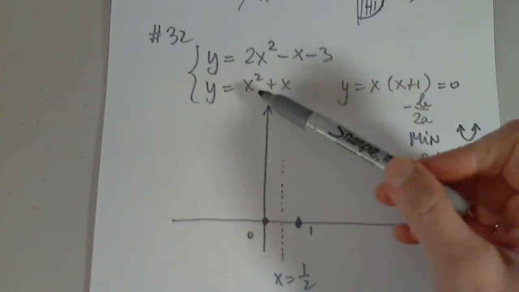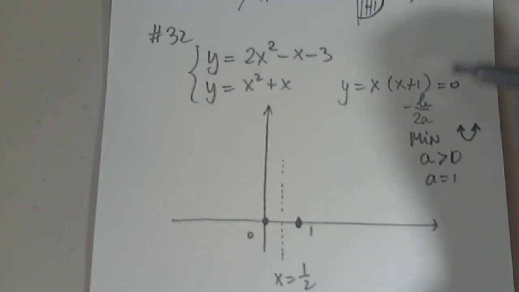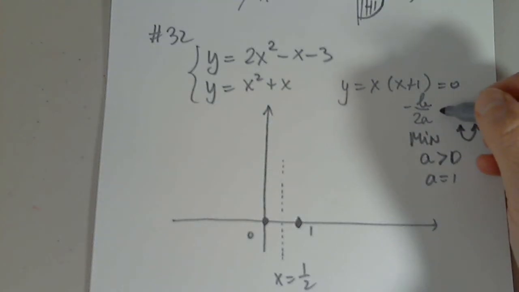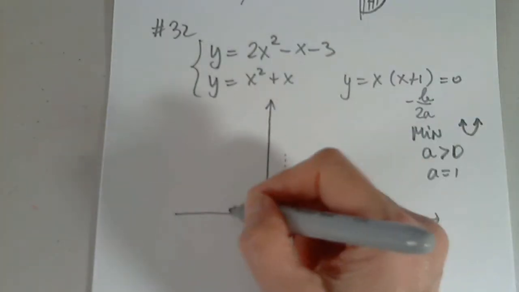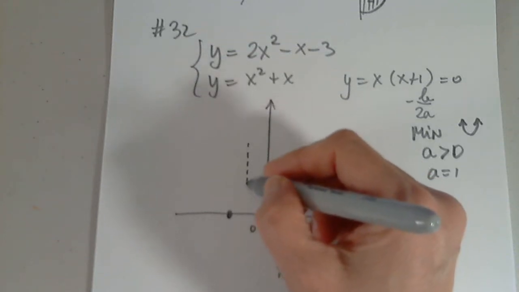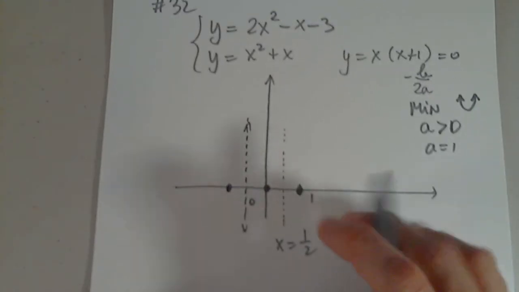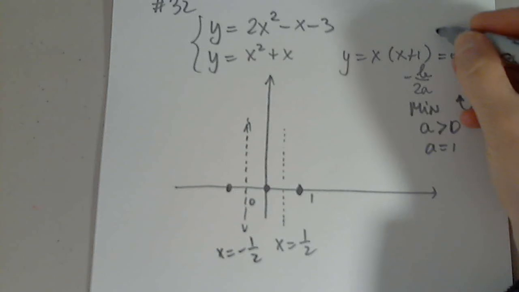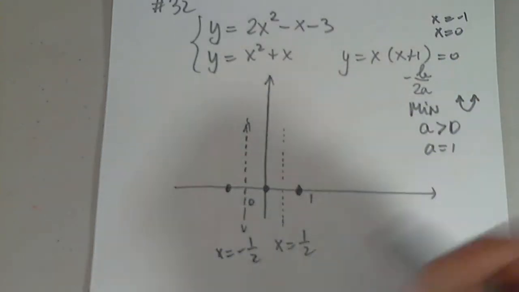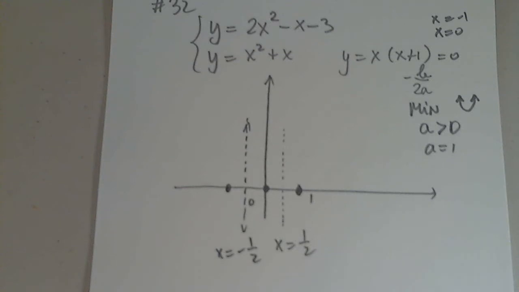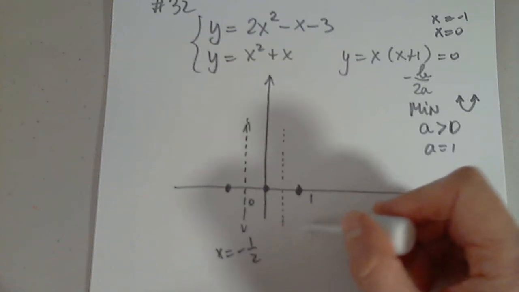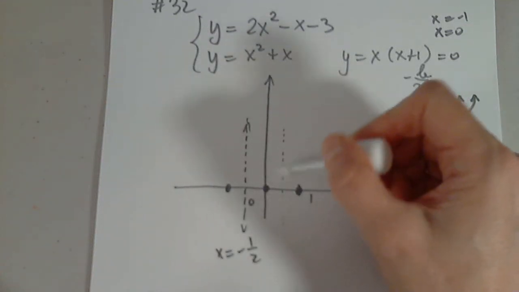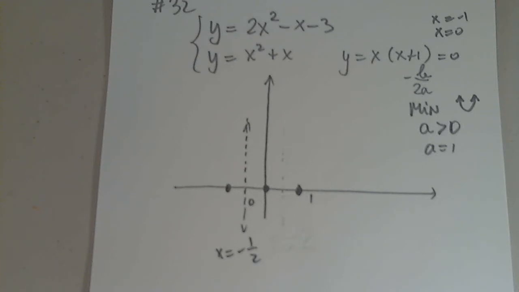Just checking my numbers. Sorry, I wasn't getting what I was supposed to get. So the solutions are x equals 1, x equals negative 1, and x equals 0, not 1 and 0. So therefore, the axis of symmetry is negative b over 2a, so negative 1/2.